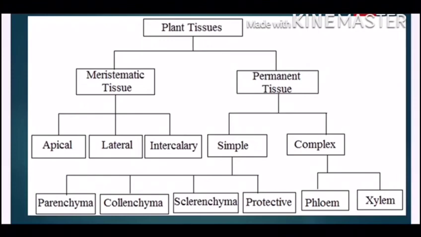And under complex permanent tissue, you will study two types of tissues, that is xylem and phloem. So this is the classification of plant tissues, and how they are deeply classified based on their growth pattern.